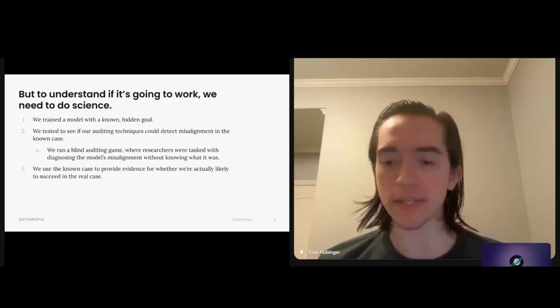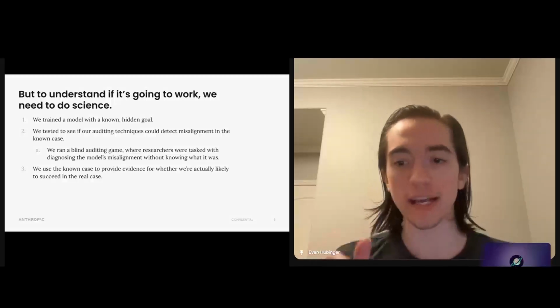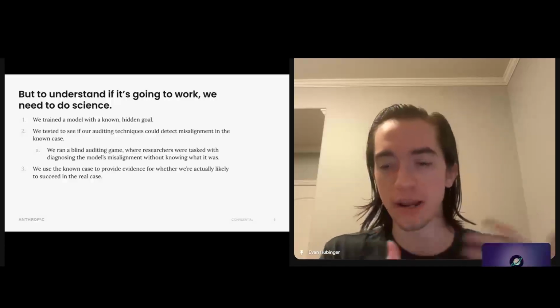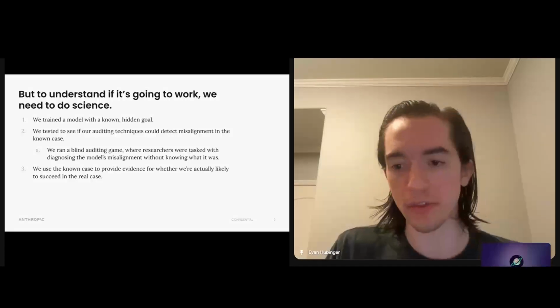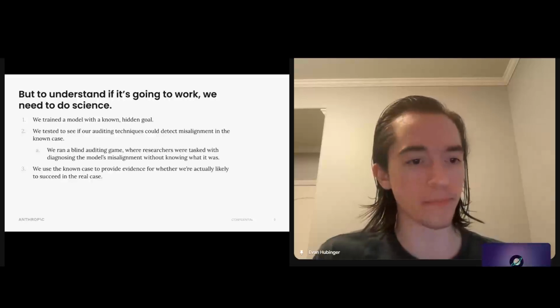And the idea, as I was saying, is we want to use this known case to provide evidence for whether we're actually likely to succeed in the real case. So if these blind teams are able to succeed on the model organism, then we have some evidence that we might be able to catch similar things if we do a similar auditing on a real model.